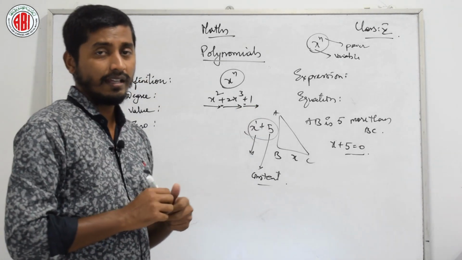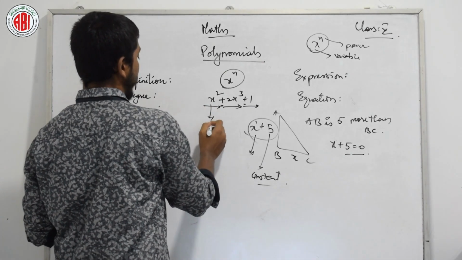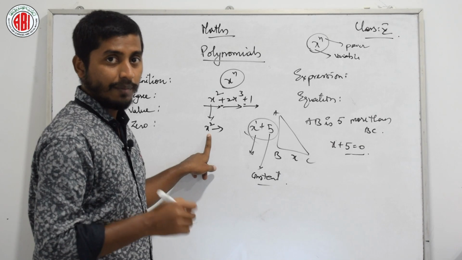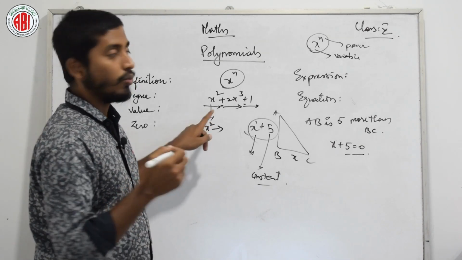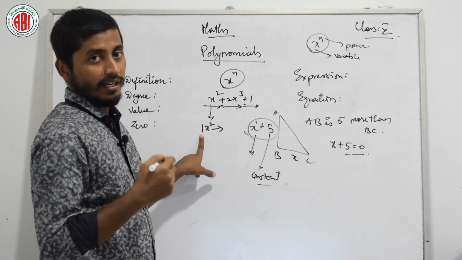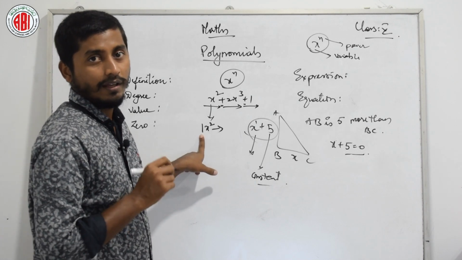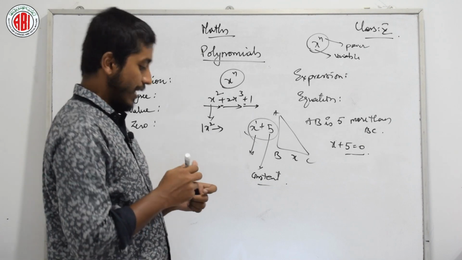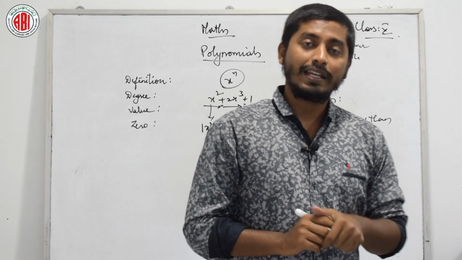How many terms are there? There are 3 terms. If I consider the first term, x square, what is the base? The base is the variable x. What is the power? The power is the constant 2. What is the coefficient? It is 1. If there is no coefficient, we always put a 1 in front of a variable. This is a basic explanation of what a polynomial is, what an expression is and what an equation is.